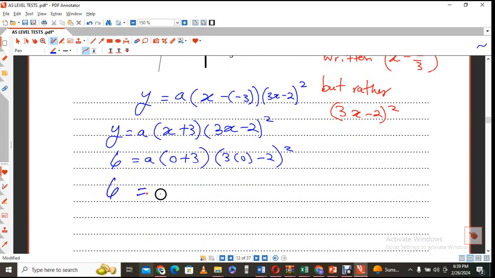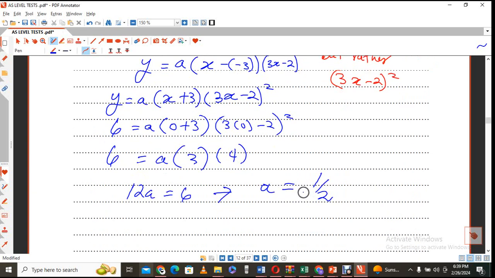So 6 remains there, and this is 3. Negative 2 all squared is 4. So this is 12. So that's 12a equals 6. This means that a will be equal to a half. So actually now you can go ahead and write your equation.